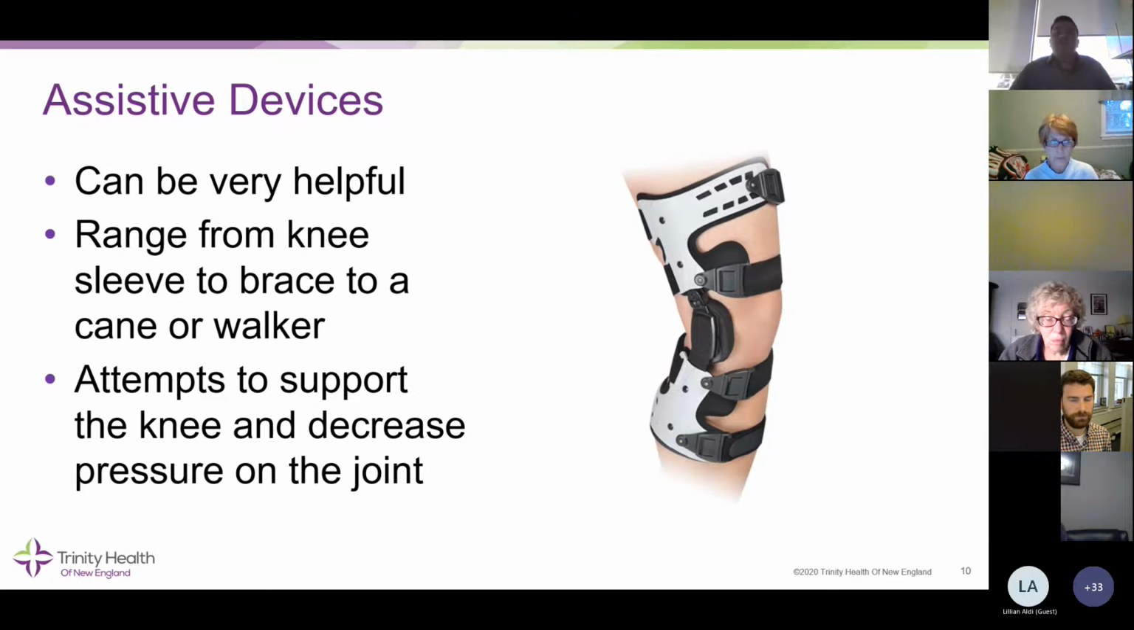Right, next. Are you able to change slides, Dan? Yeah, showing on my screen. No, not on mine, unfortunately. We can see it too. We're seeing assistive devices.